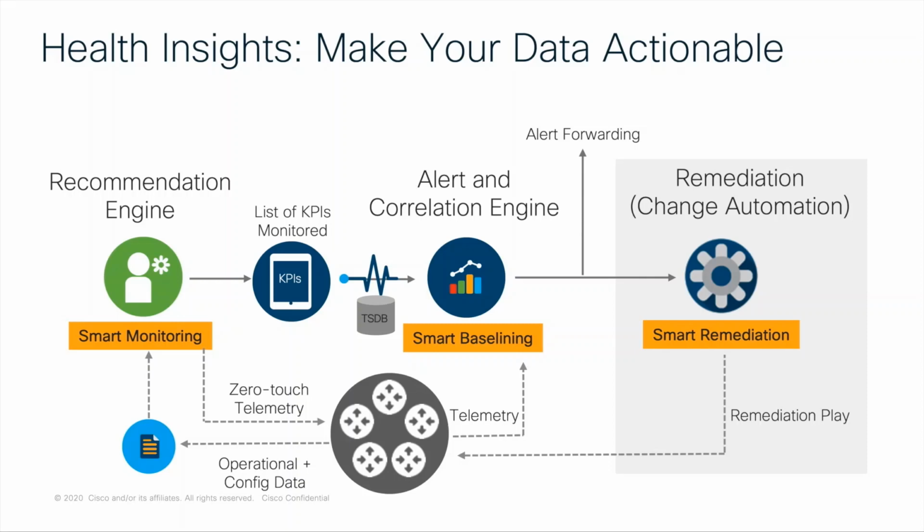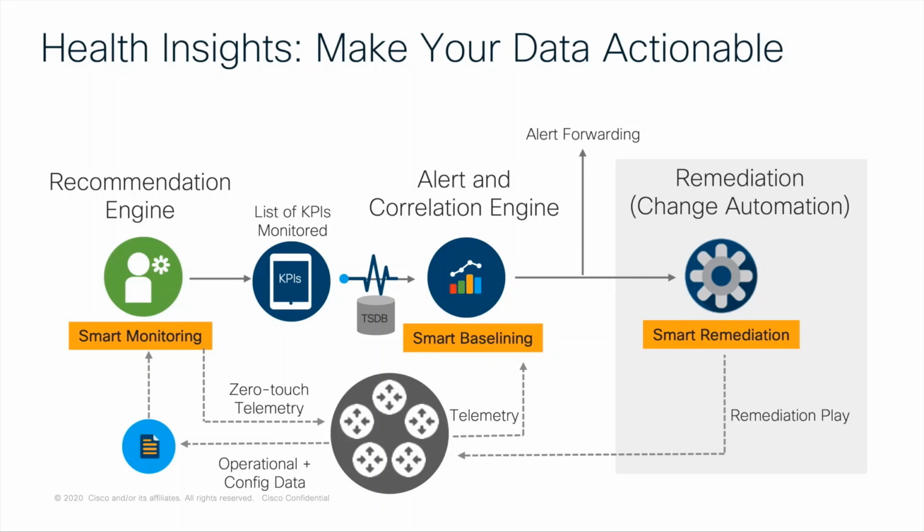Health Insights comes with a certain set of KPIs that are out of the box, and if something is very exclusive to your network, you can write your own custom KPI. We have the whole universe of YANG paths available with Health Insights. If some YANG path is missing, you can onboard the YANG paths and then create your own custom KPI. We help you with an alert and correlation engine.